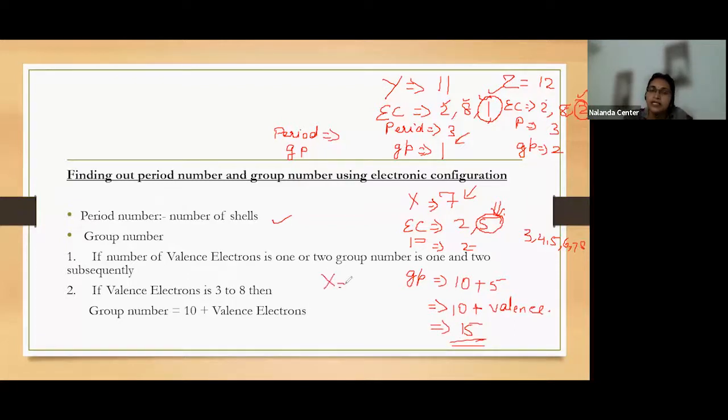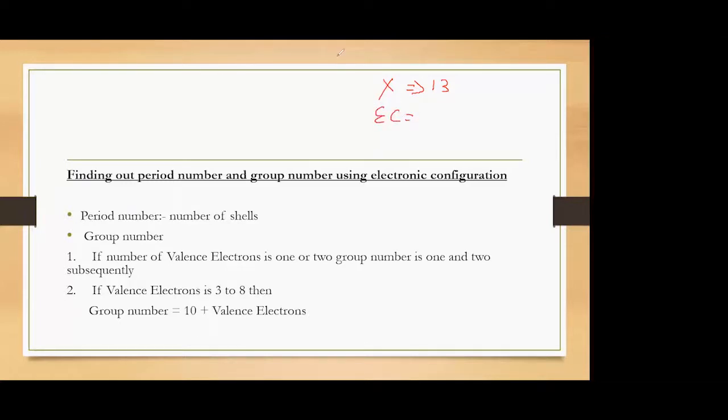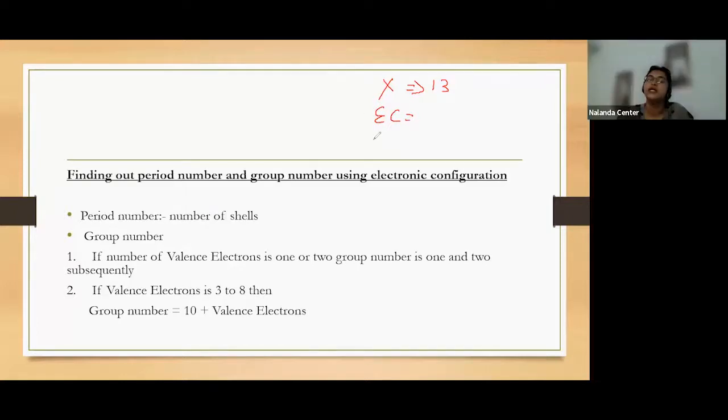Say, for example, try this out. Another element is there, which has an atomic number of 13. Find out which group it belongs to. It belongs to 13. How did you come to that conclusion? First, you have to write the electronic configuration. The period is the same as the number of shells, which is 3. The group number is going to be 10 plus the valence electrons, which is 10 plus 3, which is 13. This is the answer.